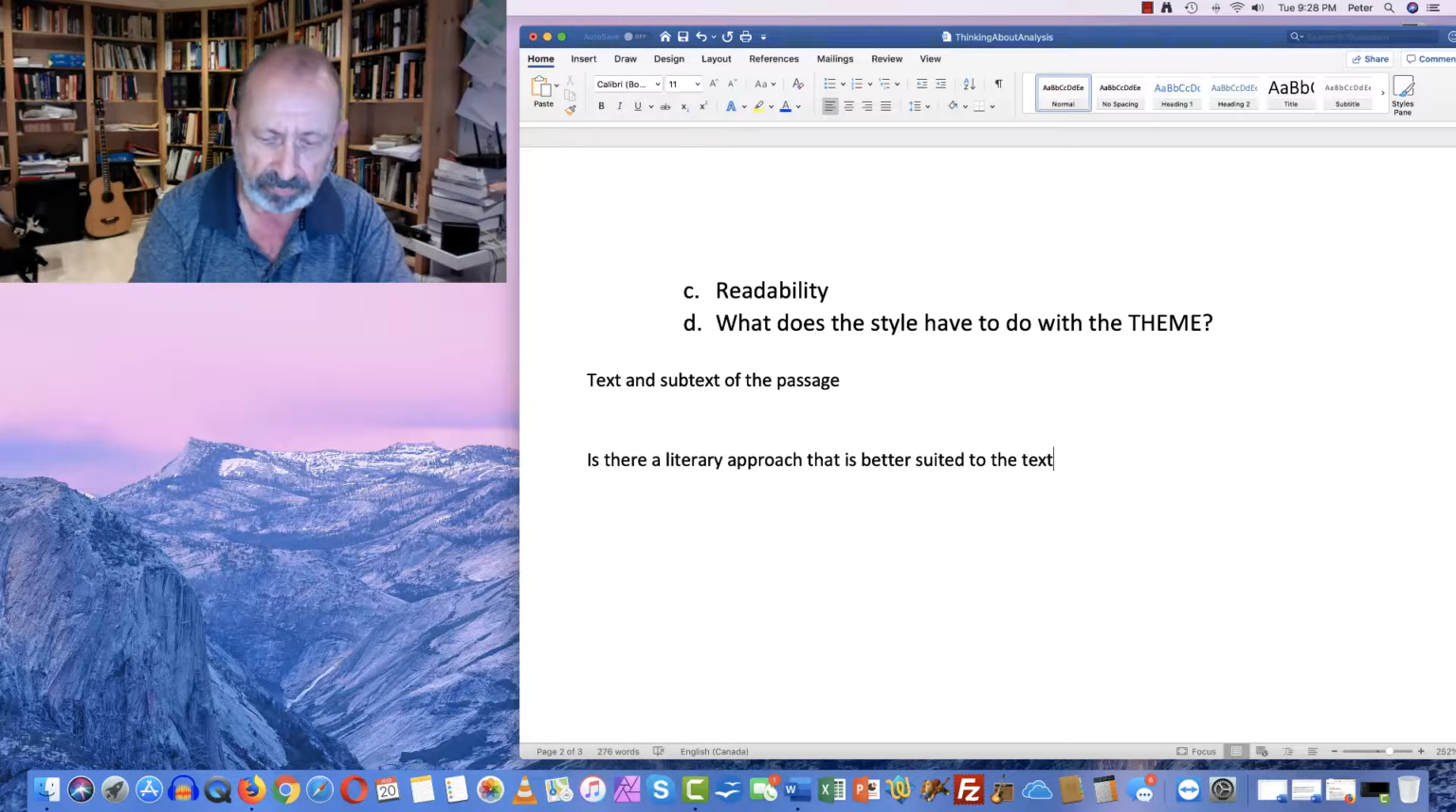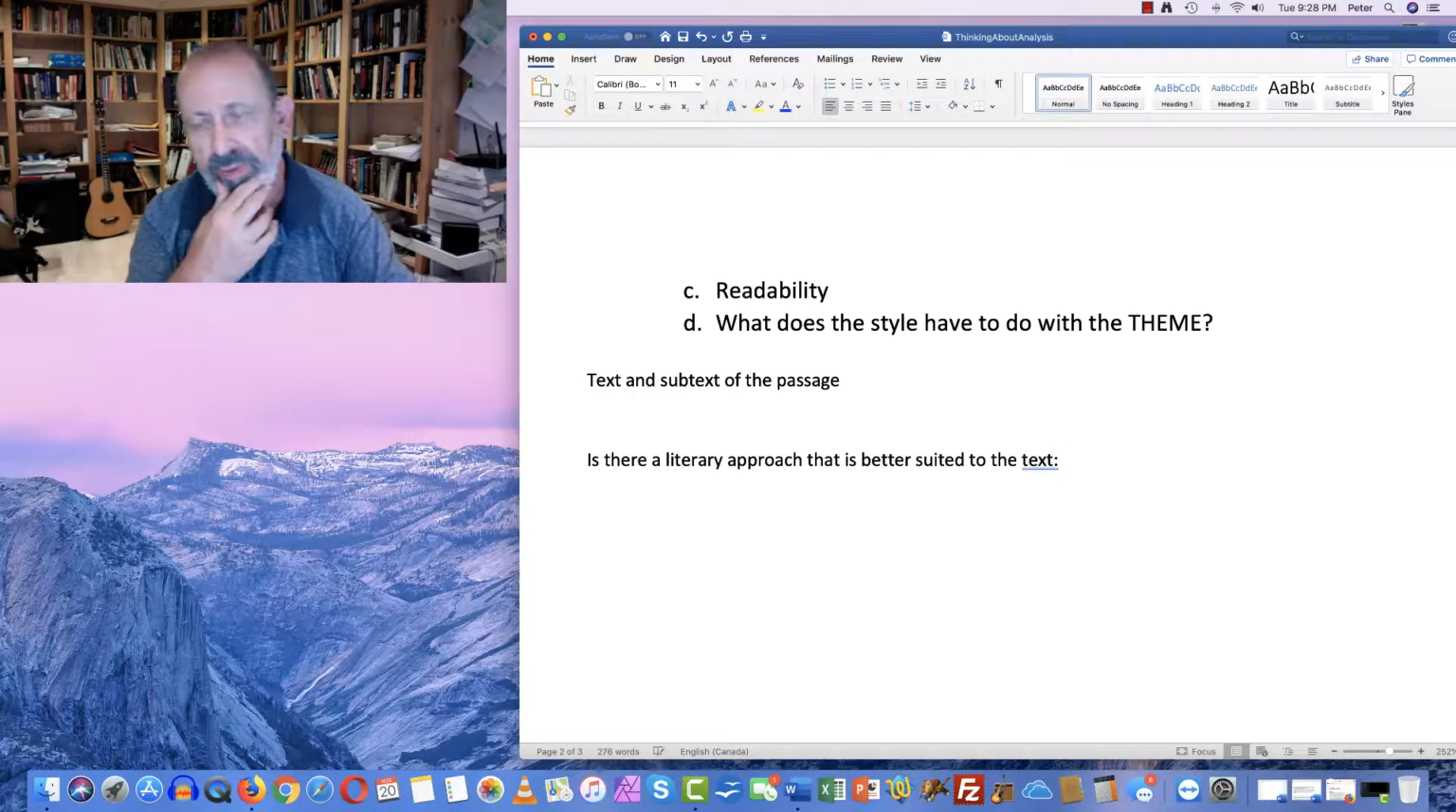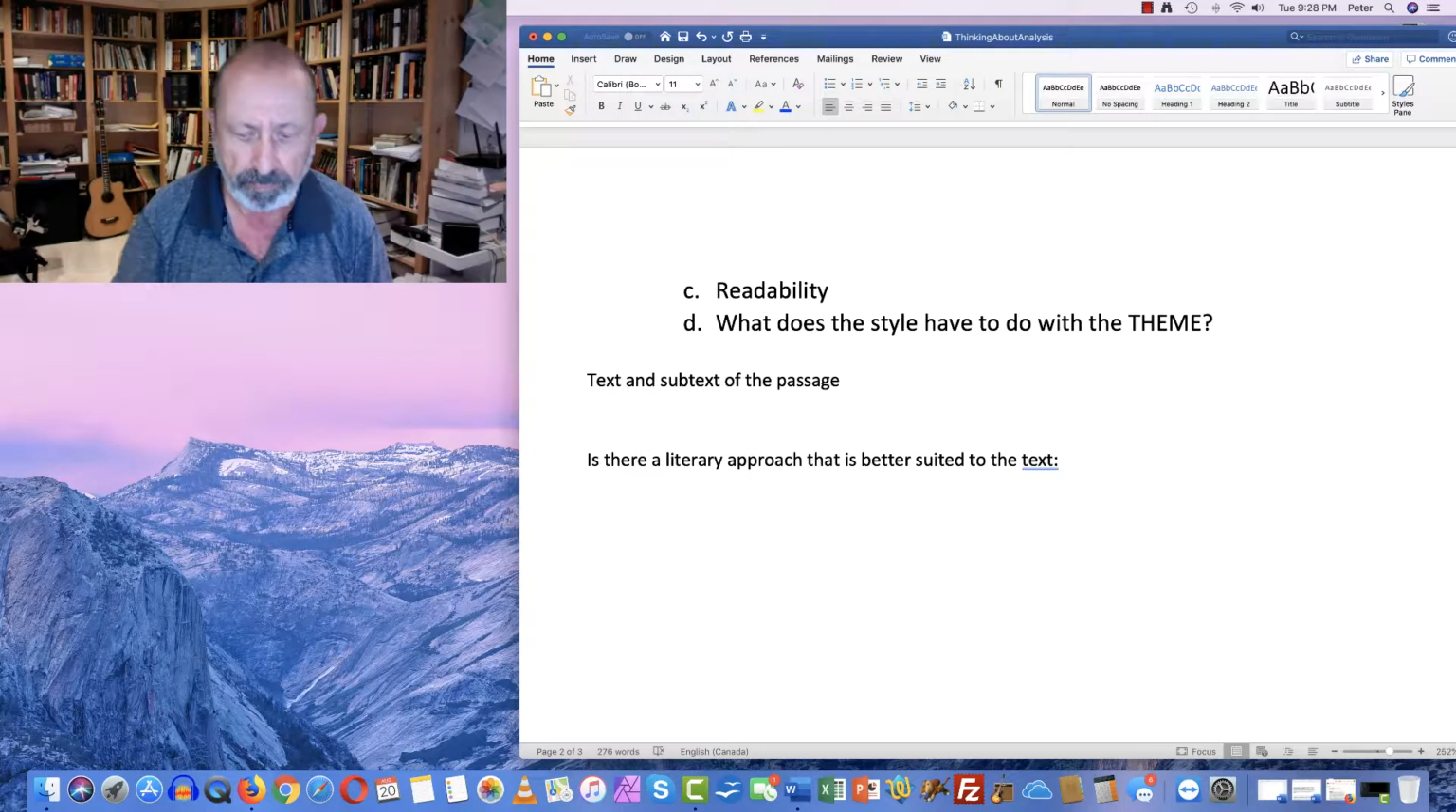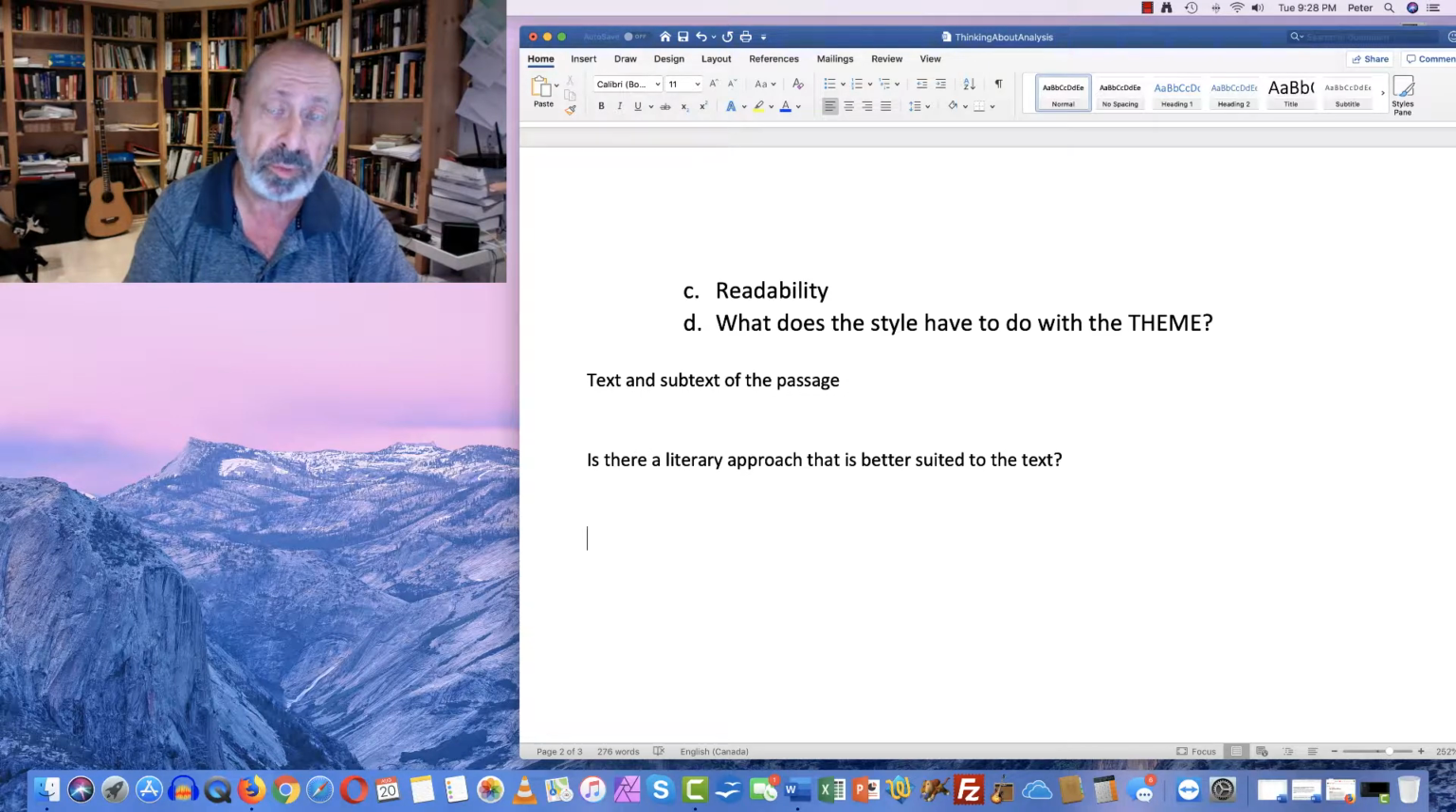So, for example, if you're looking at a Charles Dickens novel where he's critiquing industrial London and industrial capitalism, of course a Marxist approach is going to lend itself quite well. If you're doing a text that has a psychological component to it, maybe a Freudian, Jungian, Lacanian approach might be the right one to do.